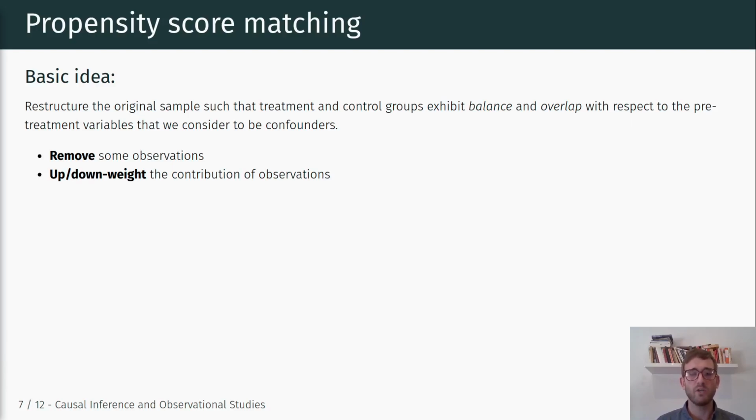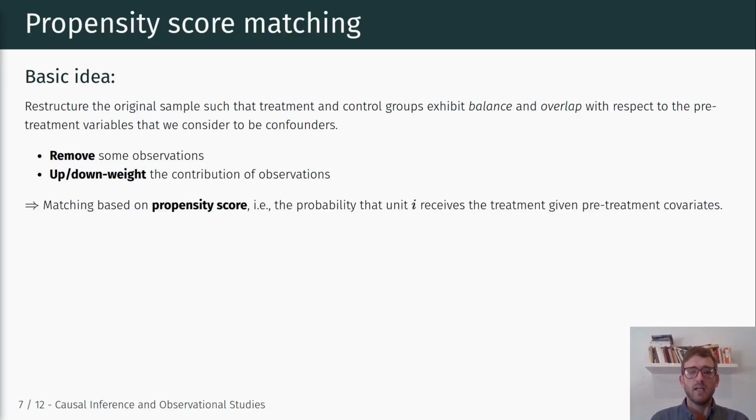Or we could also use weights to either increase or decrease the influence or contribution of certain observations, okay? And there are lots of different techniques to do this. We won't go into those in too much detail. We'll talk a little bit more about them in the Q&A session, but the overall idea is to restructure the sample such that treatment and control groups are balanced and ultimately have overlap.